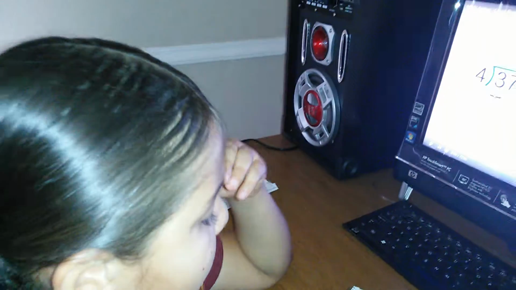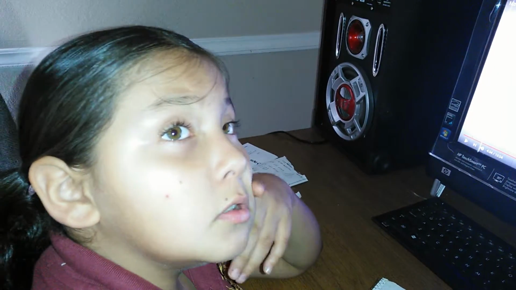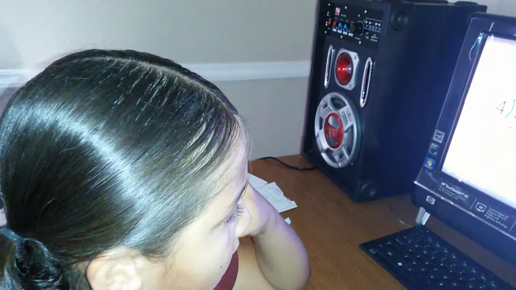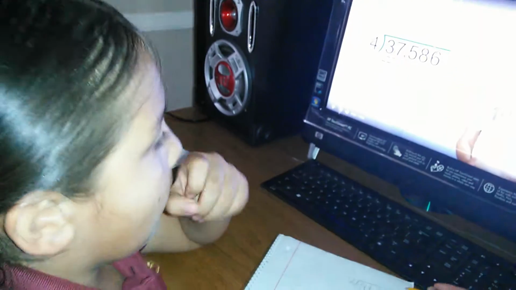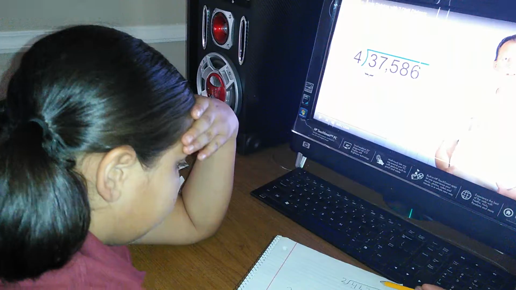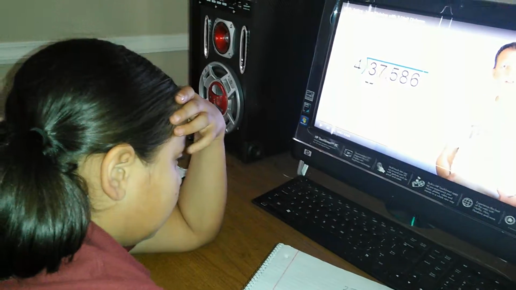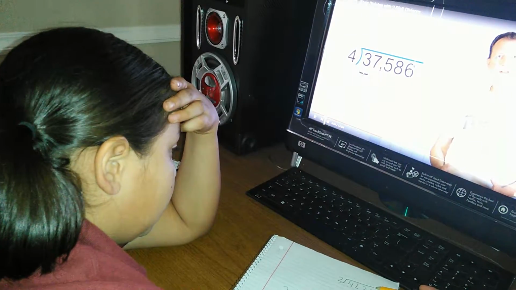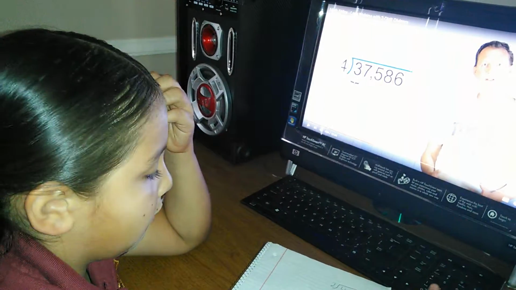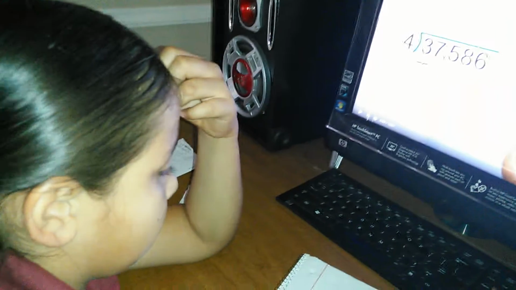2 times what equals 41? 2 times 2 equals 4. But what would equal 40? 2 times 20 would equal 40. Yeah, but 41. Okay, do little steps then.